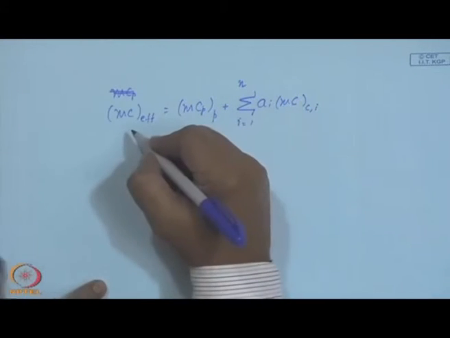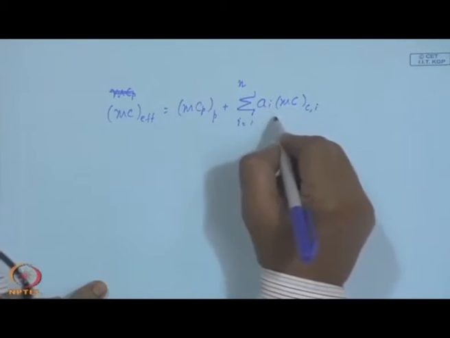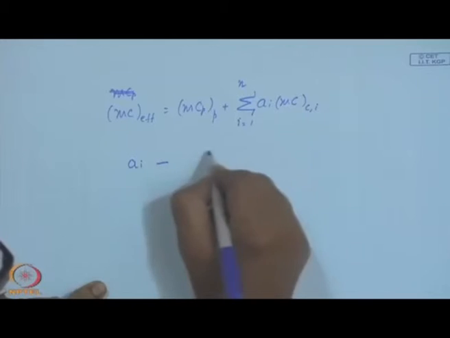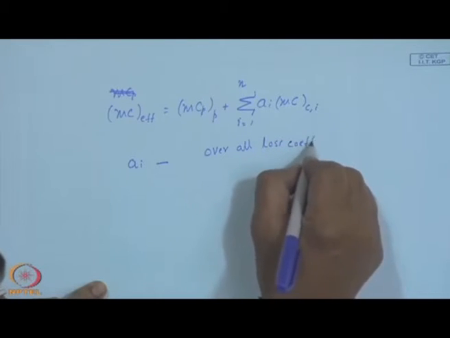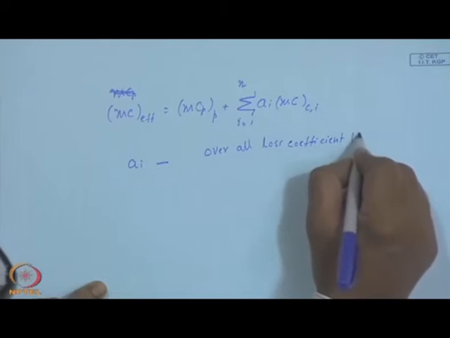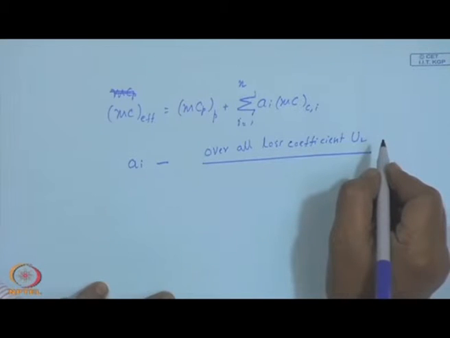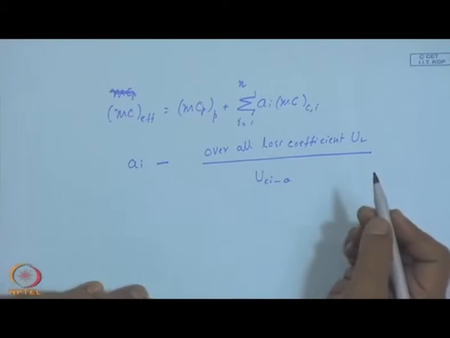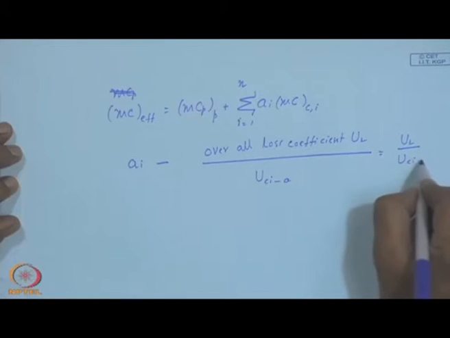I have now generalized this relation of effective heat capacity, mass into heat capacity, to n number of covers, not just one cover, where A I is the ratio of the overall loss coefficient U L to the loss coefficient from the cover in question to the ambient, U C I to A. So, this is nothing but equal to U L upon U C I to A.